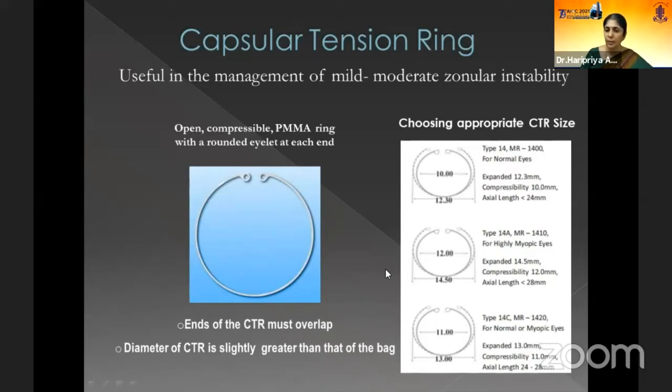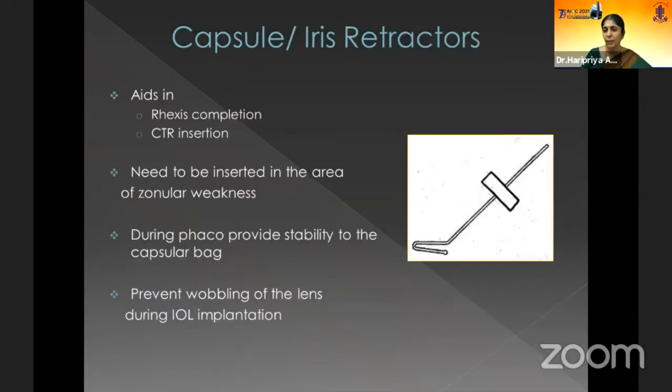In terms of insertion of the CTR, you would like to delay the insertion as much as possible, but as early as possible based on the requirement, because cortex wash can be a hindrance when you have the CTR in place. For mild subluxations, I would like to delay the CTR placement to just before or just after the lens placement. The other very useful device is the capsule retractor.